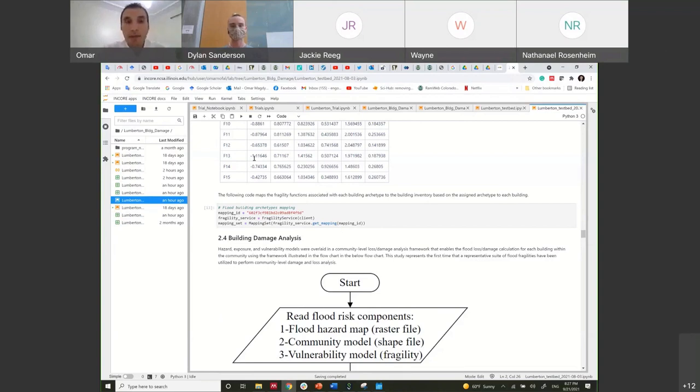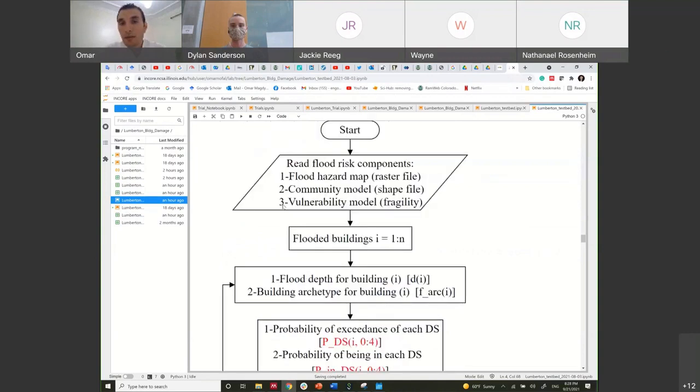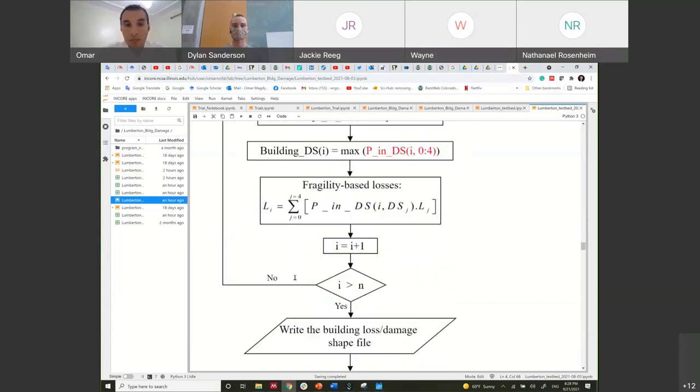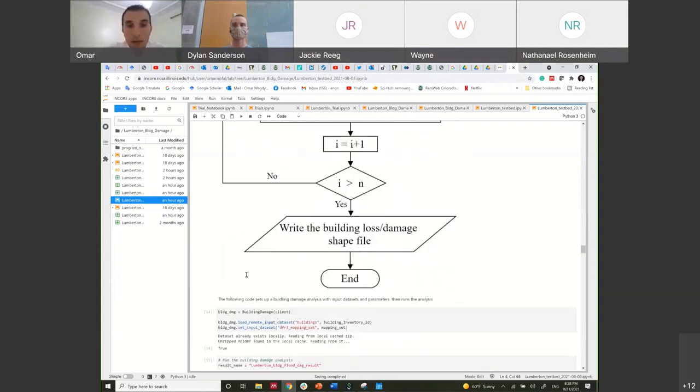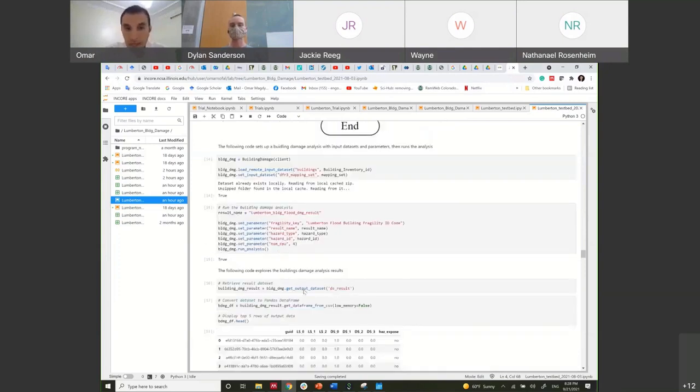And then after the mapping, we use the hazard model along with the fragility model to do the building damage analysis by reading all this information about the hazard, community exposure, and vulnerability in terms of fragility. This then goes building by building to calculate the probability of exceeding each damage state in this piece of code. And finally, we get the damage state.